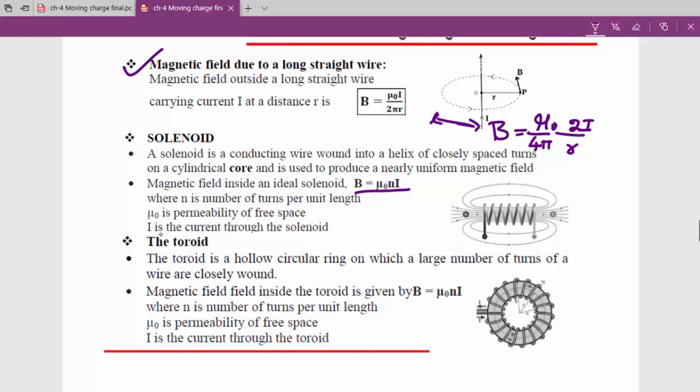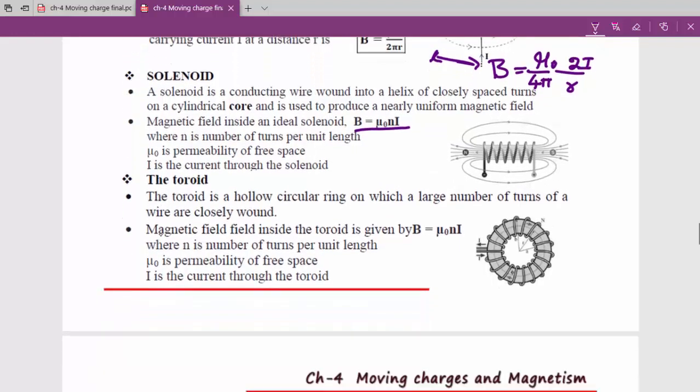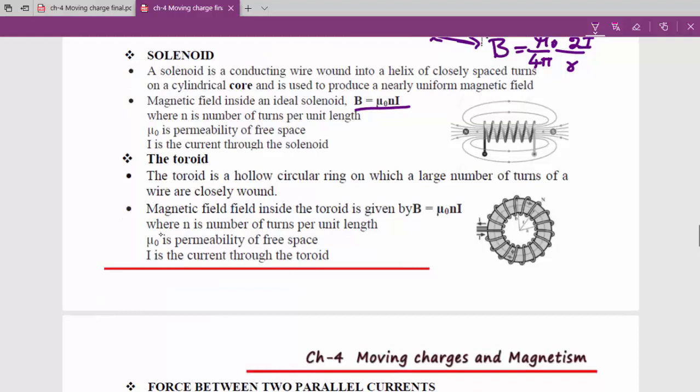Current through the solenoid and the toroid. So what is the difference between this solenoid and toroid? Both will produce magnetic fields, but the shape is different. A toroid is a closed, helical, hollow ring in the shape of a ring here. If you cut it and make it straight, it will become a solenoid. Or if the solenoid is bent in the form of a circular ring, it will become a toroid.